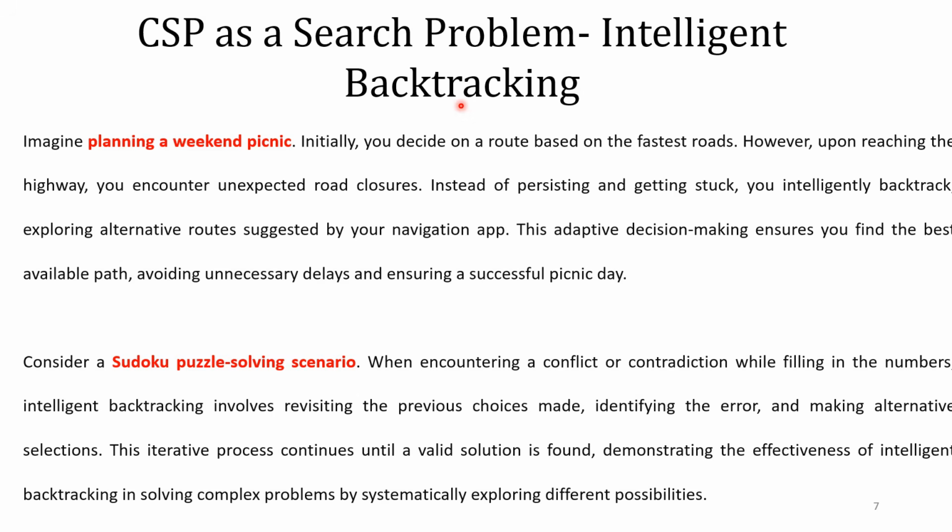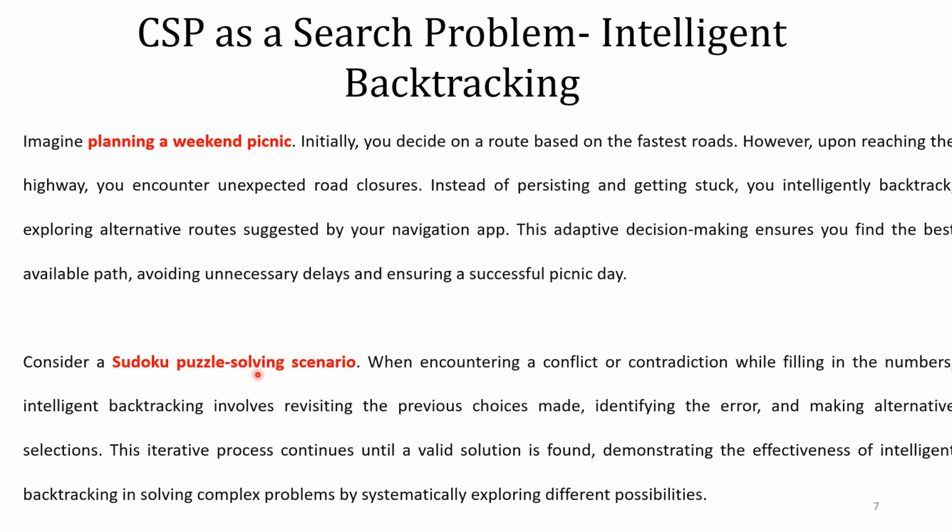Intelligent backtracking. Now let us assume that we plan for a weekend picnic. We decide on some route based on the fastest routes. In case we experience some road closures, we have to intelligently backtrack and try to explore some alternative routes which are suggested by the app you have.